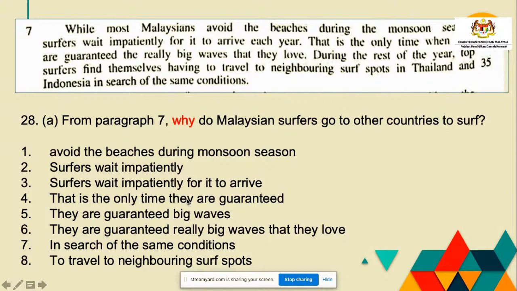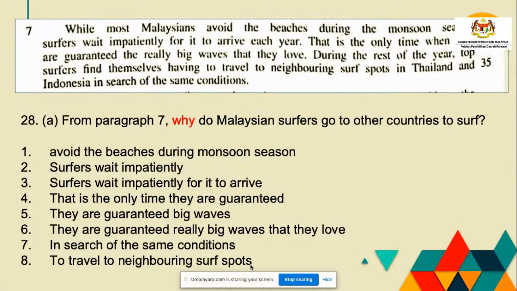Number eight. To travel to neighboring surf spot. Okay. Kenapa nak pergi ke neighboring surf spot? Nak buat apa? Setakat nak travel sahaja ke? So, kena ada perkataan big waves tu. So, idea of nak pergi surf spot tu sebab nak dapatkan big waves tu kena ada. So, remember, reading comprehension part, idea must come true. Bila awak rephrase jawapan pun, mesti idea must come true. Okay? Alright? Next, okay, almost there, almost there.